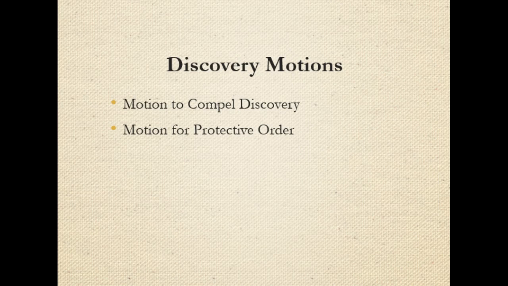Now let's talk about some discovery motions. A motion to compel discovery asks the court to order a party to comply with discovery requests and imposes some sort of penalty or sanction if the party refuses to do so. A motion for protective order requests that the court limit the other party's right of discovery.